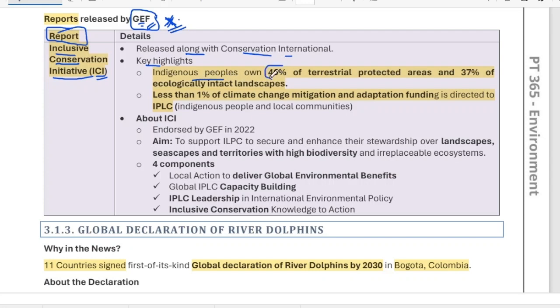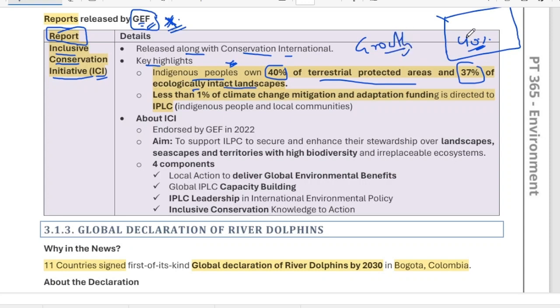Indigenous people own 40% of the terrestrial protected areas. Whatever protected areas have been declared, 40% of the areas are owned by indigenous people, that is local people, local inhabitants of the area. And 37% of the ecologically intact landscape, landscape that has not been disturbed, is owned by these indigenous people. Otherwise, wherever growth and development has come, in those areas the landscape has not remained ecologically intact.